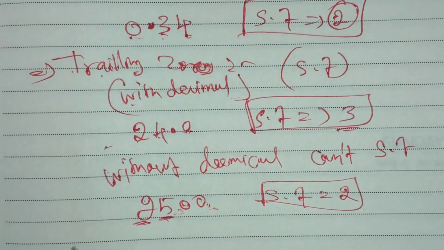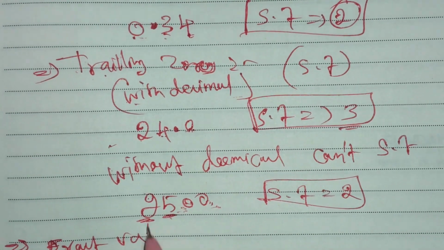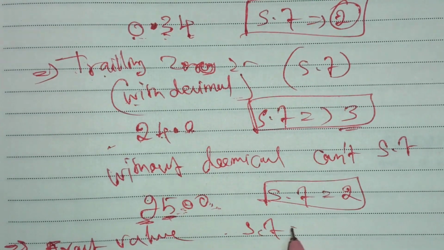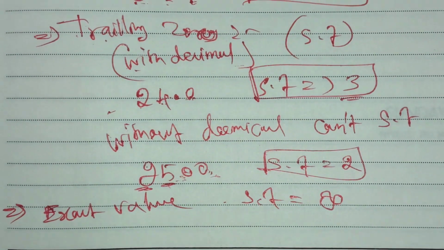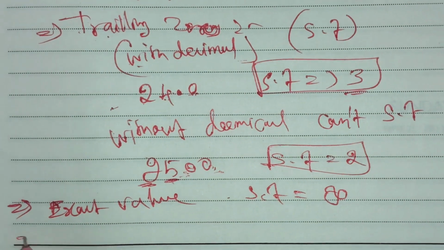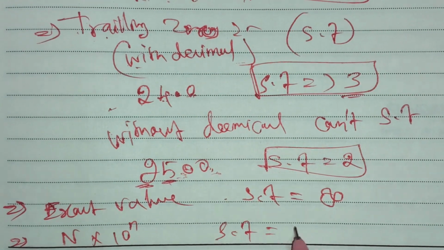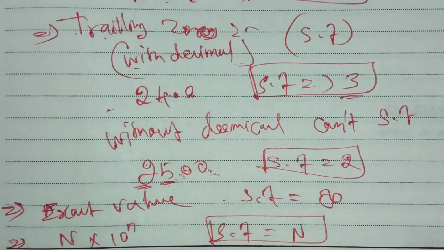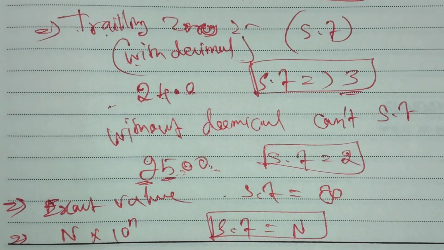The next: an exact value has infinite significant figures. For a number in scientific notation, capital N into 10 to the power of small n, the significant figures are those of capital N. So these are all the significant figure rules for finding how many significant figures a number has.